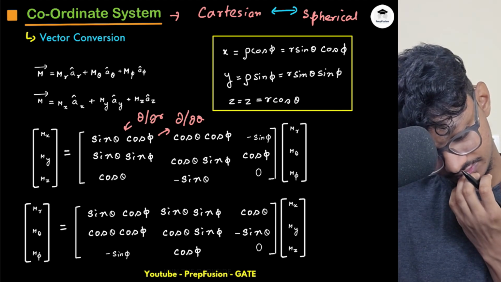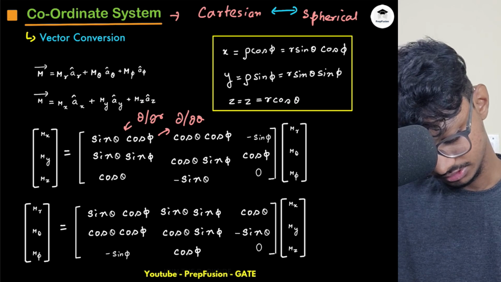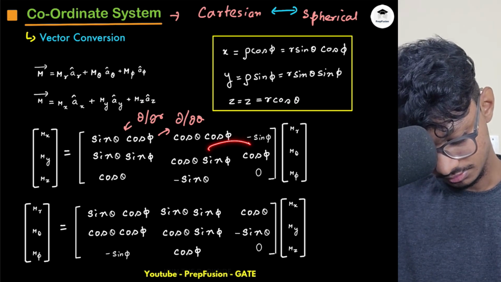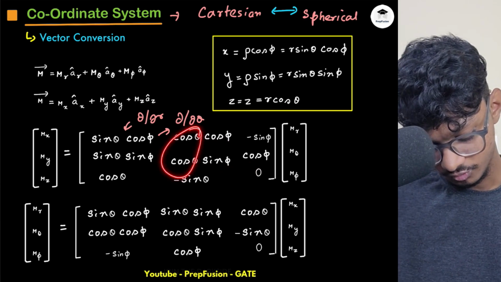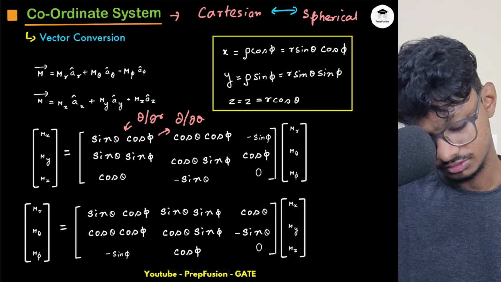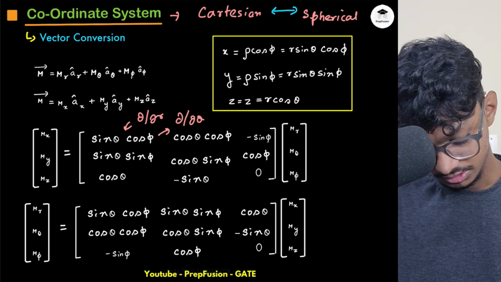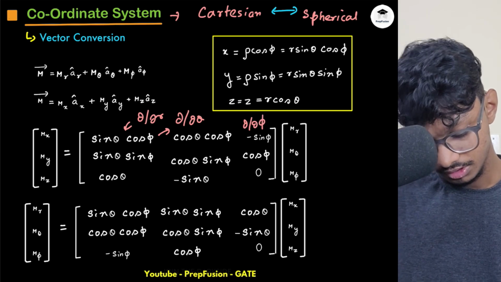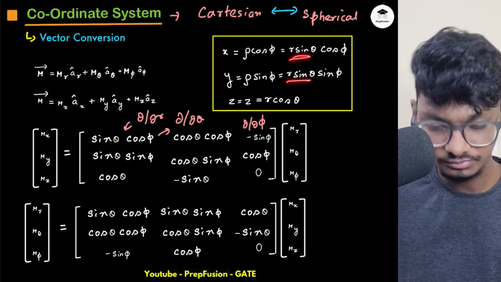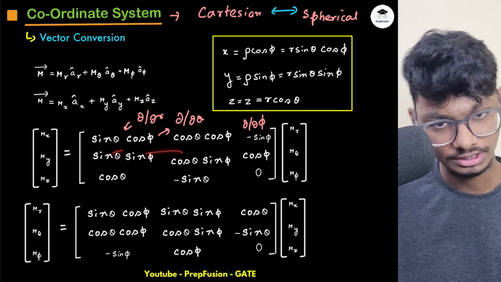With respect to phi I will differentiate. Okay, here I will differentiate with respect to phi. So this one comes sin phi, this one comes cos phi, but actually I have to remove this cos theta as well. I cannot write this cos theta, so I will actually differentiate this with respect to phi.